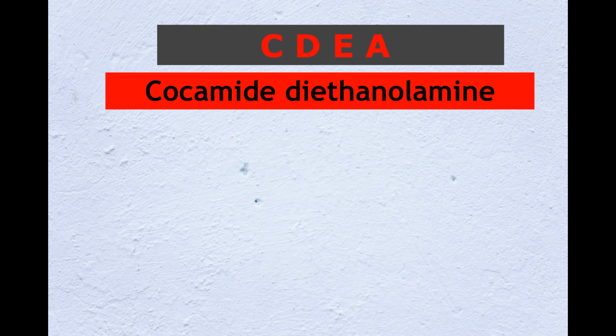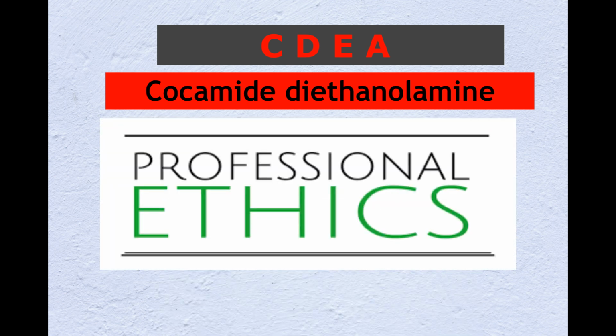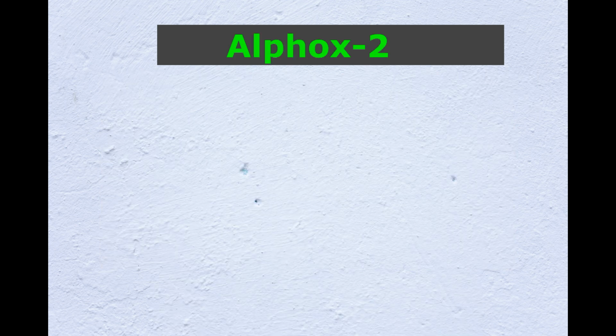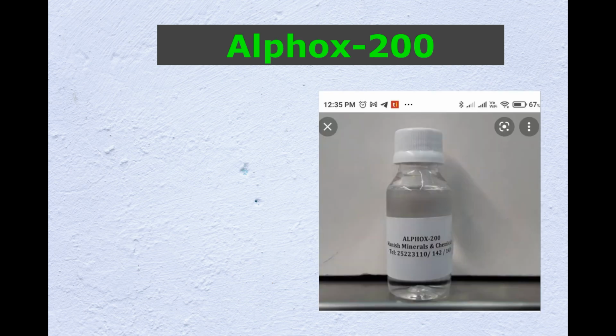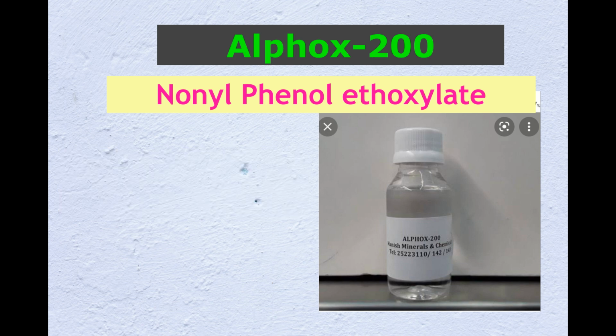Next, CDEA. It is also a natural derivative. The full name is cocamide diethanolamine, but it is a possible carcinogen, so we will not use it in our formulations. Next, Alphax 200. It is a brand name. The chemical name is nonyl phenol ethoxylate. It is also playing multiple roles. Some of the roles are wetting agent, emulsifier, etc.